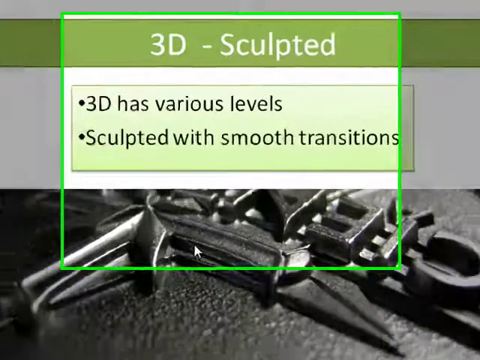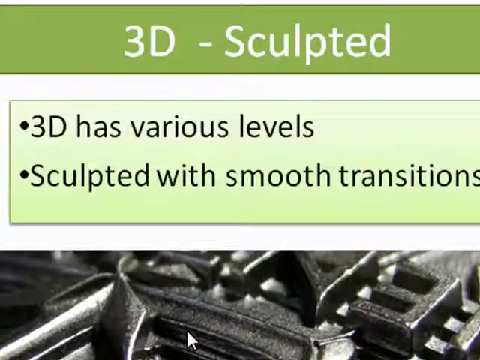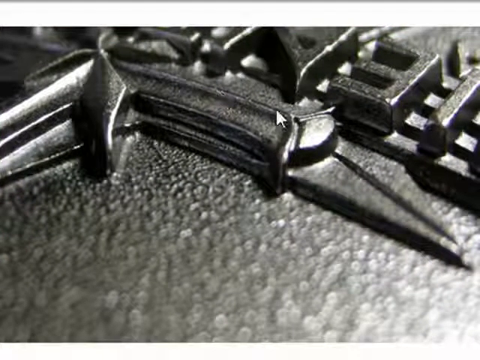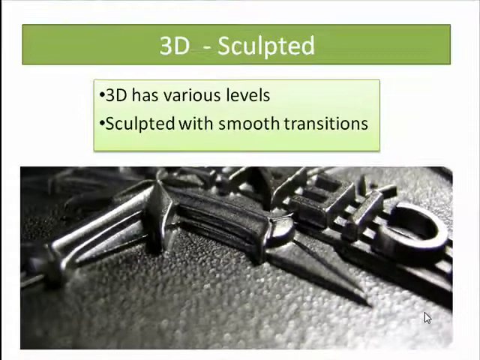And lastly, we have 3D, or you could also look at it as calling it sculpted. 3D has various levels, not just restricted to the two, and has sculpted edges with smooth transitions. So in this photo, you can see there's a ridge along here, and it kind of scoops down this way. Over here, there's a peak along here, then it drops off on both sides. This part here is rounded, and you'll see a nice taper transition along here. So it's not limited to the straight up and down vertical walls that you would typically find on 2D.